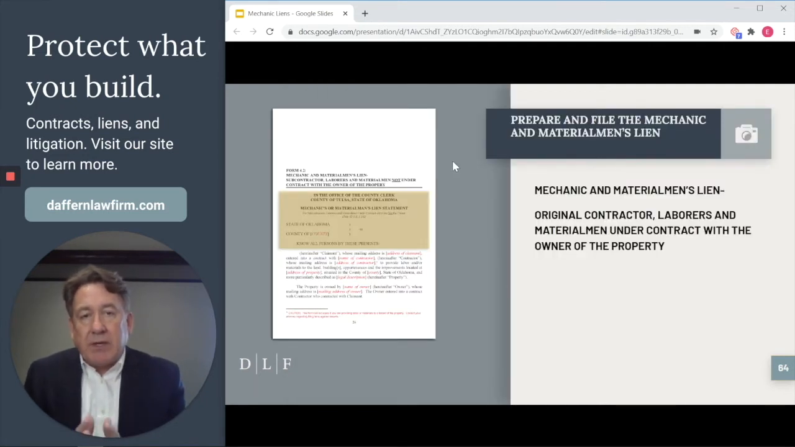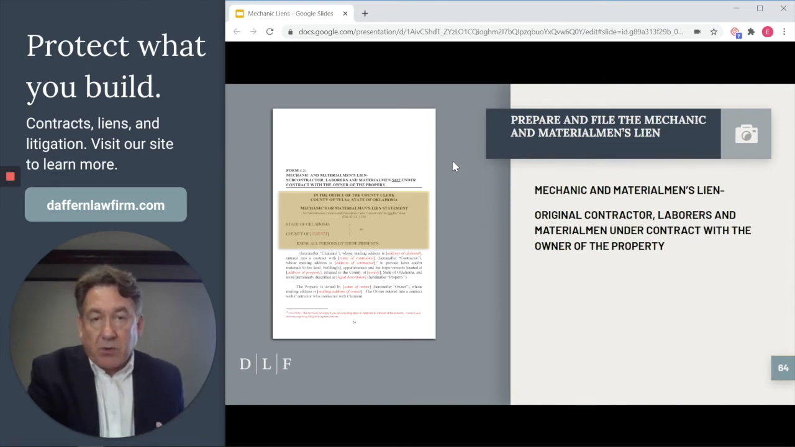So now we get down to the meat of the matter. Up to this point, we've just been preparing to do this document. The document that we're going to prepare is called a mechanic lien, and this is how we perfect our mechanic lien rights. Whenever you work on a project and improve someone's property, you have mechanic lien rights, but you haven't perfected those rights and given notice to the world until you prepare this document and file it in the county where the project is located.